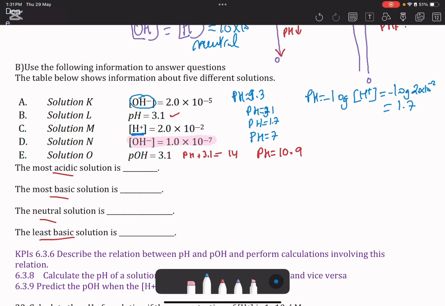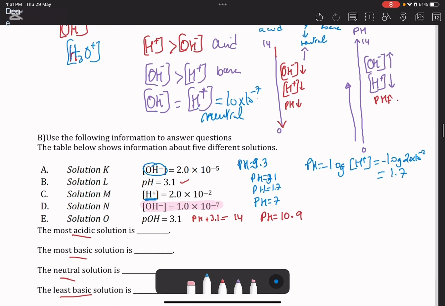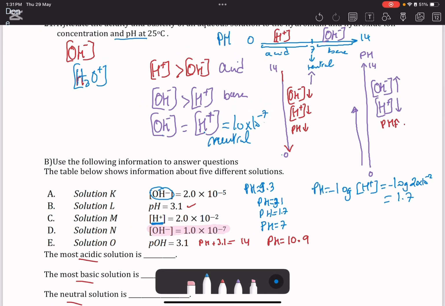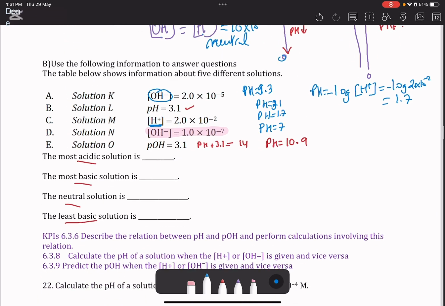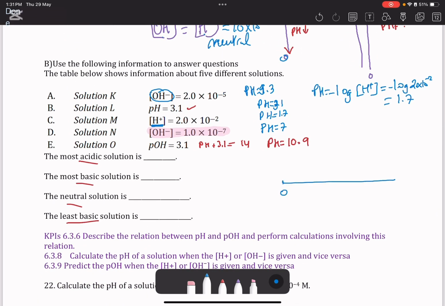The most acidic is the one, I'm going to keep this one here. So the most acidic is the one that has a pH super close to 0. I'm going to draw this again. 0, 14, 7. As I go in this direction, it becomes more acidic. As I go in this direction, more basic. And if it is 7, it's going to be neutral. So the most acidic is the one with the lowest pH, and that is solution M, or option C.